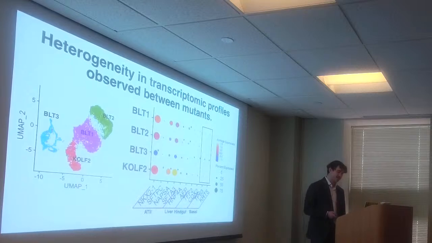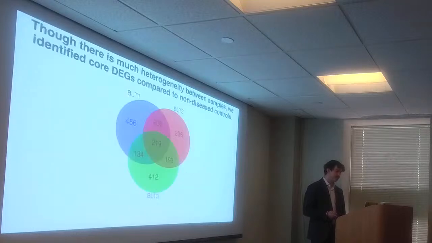So next, we wanted to really identify what these core programs that are aberrantly expressed actually are. So what we did was we took each genetic background separately, BLT 1, 2, and 3, and compared them all to our non-disease controls separately. Then we took the lists of differentially expressed genes, and we looked to see what overlap occurs between the three comparisons. So you can see there are lots of differences, once again representing this heterogeneity. But we do see this core program of 219 genes that are consistently differentially expressed compared to non-disease.